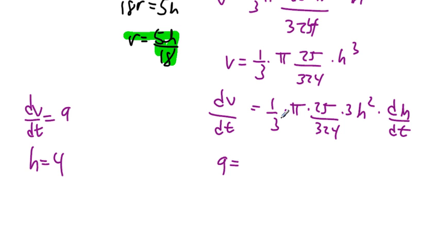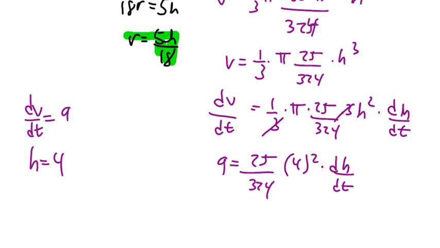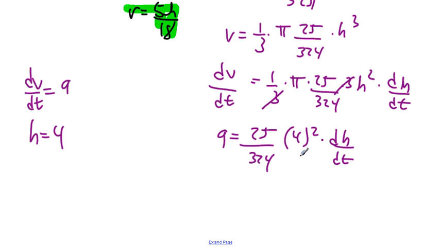I know that those are going to cross out, so that's nice. So I'm going to get 25 over 324, plug in a 4 squared, times dh dt. Okay? Let's try to work this out as much as we can here. If we clean all this up, that's going to be 9 equals 100 pi over 81 times dh dt.